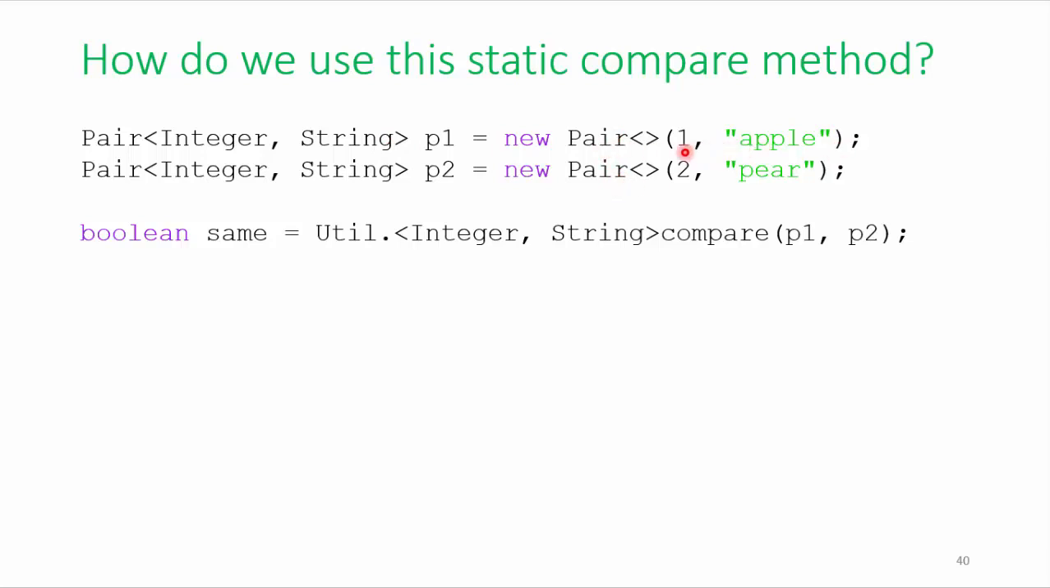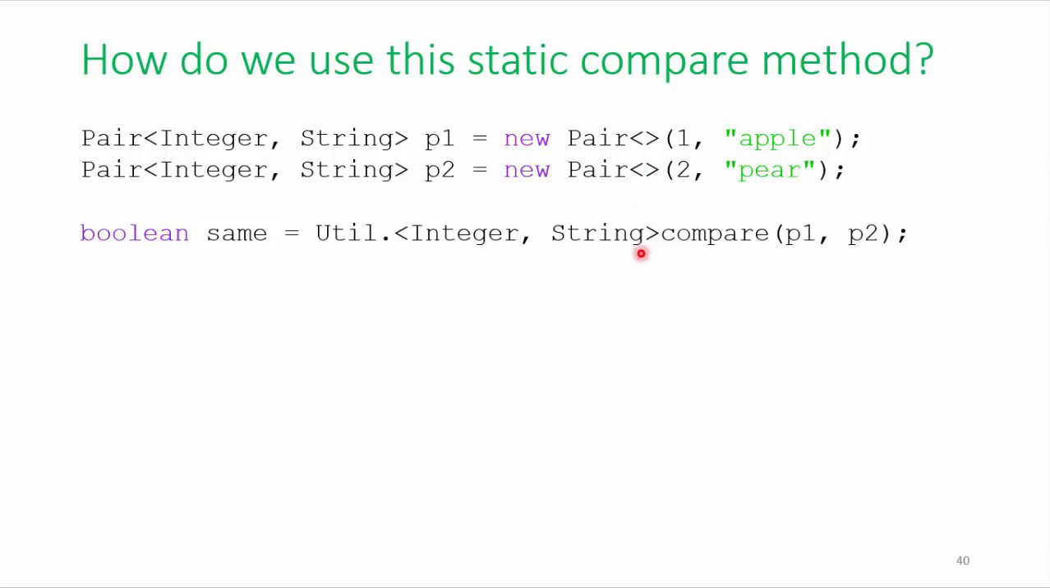The first one is a Pair of Integer, String that contains 1, so we use autoboxing here to make things easier to read, and the string apple. The second object contains 2, again autoboxing from int to Integer, and then the string pear. We use a diamond operator so that we don't have to rewrite Integer comma String here on the right side of the assignment. And we obtain, therefore, two objects that are referred to respectively by p1 and p2.